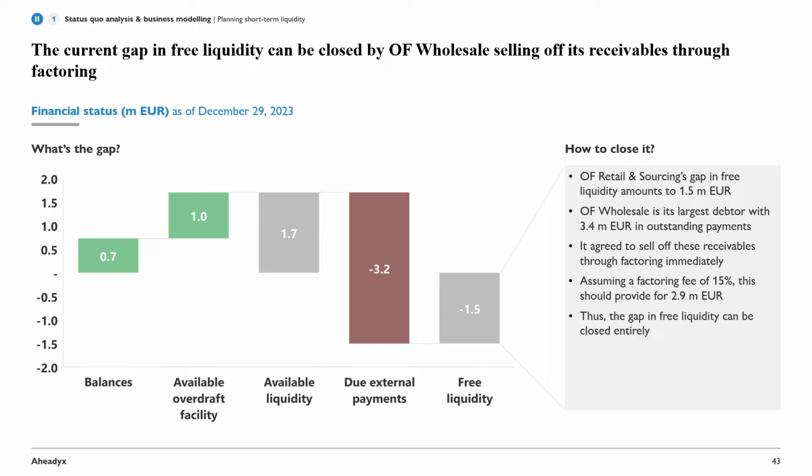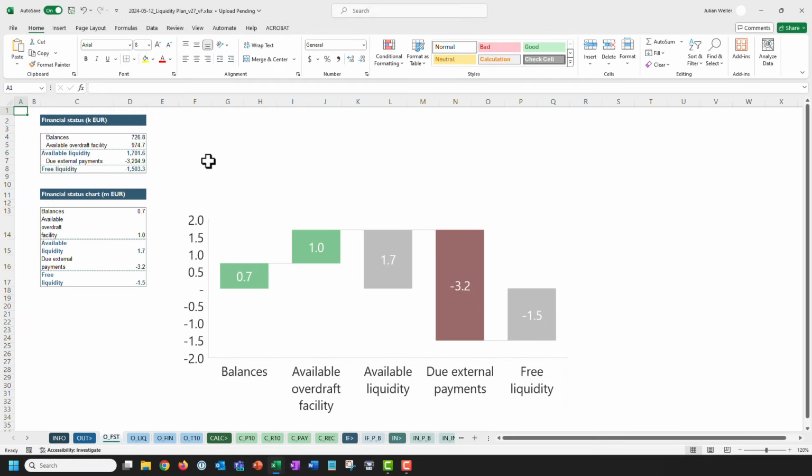Let's get started with the financial status, the very first output that we'll be building. So let's head right over to the Excel model. So here we are in the Excel model, and as you can see, this chart has three main inputs.